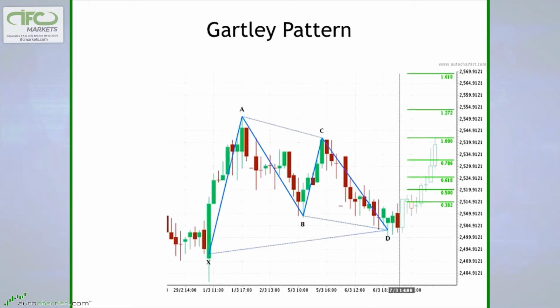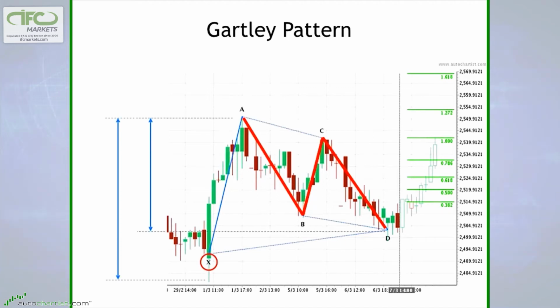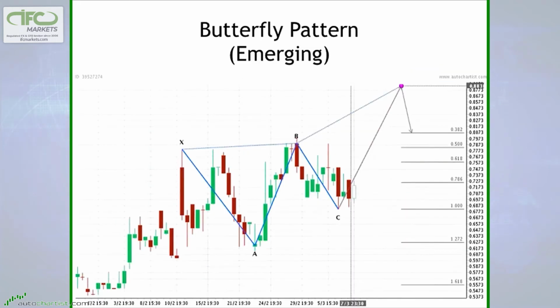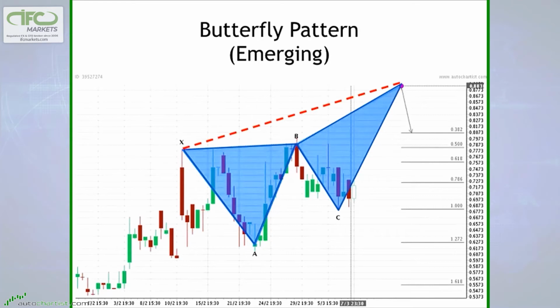The Gartley pattern is an ABCD that is preceded by a point marked as X, which is in a Fibonacci ratio to the whole of the ABCD. The butterfly got its name because it looks like 2 connected triangles, the wings of a butterfly. It also contains an ABCD pattern, but the important ratios are XA to AD as well as AB to BC.